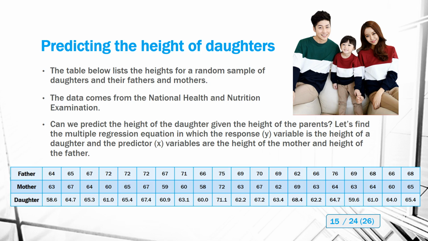Let's look at an example. Let's say we have some data here, and we're going to look at the height of fathers and mothers, and then the height of daughters, and then we're going to ask ourselves, can we actually predict the height of the daughter given the height of the parents? Interesting question. Well, let's see if we can find the multiple regression equation that will help us to make that prediction.